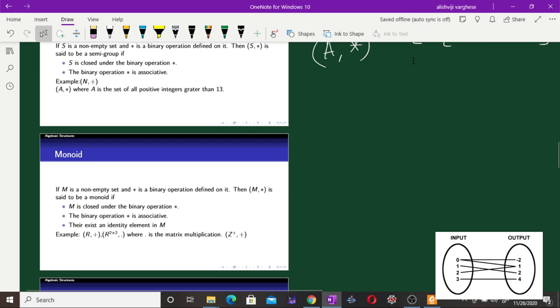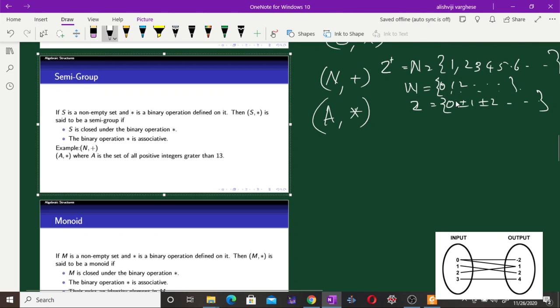So what if we look at the previous examples? Then N plus, the set of all positive integers together with addition. The identity element of addition is 0, and 0 is not an element of N. 0 does not belong to N. So N plus is not a monoid.